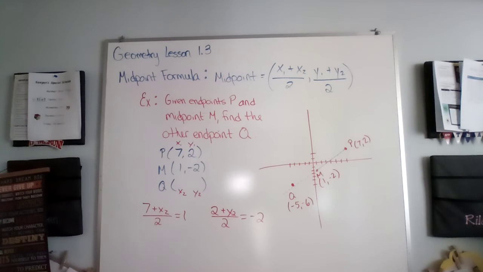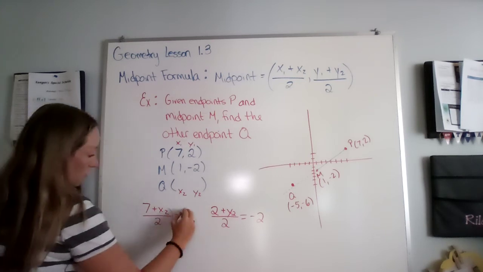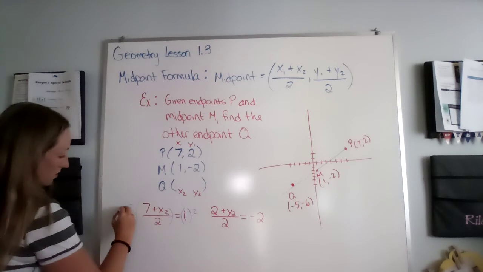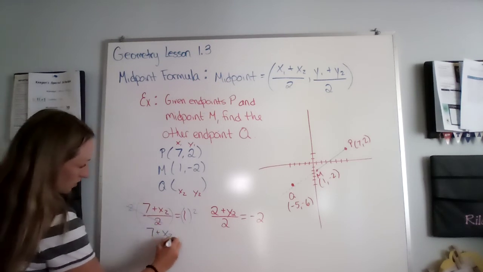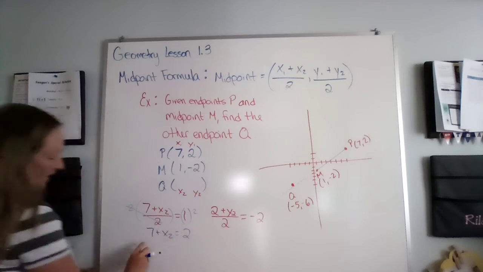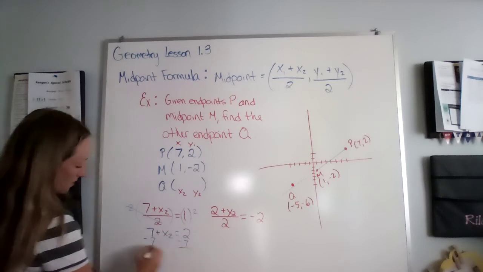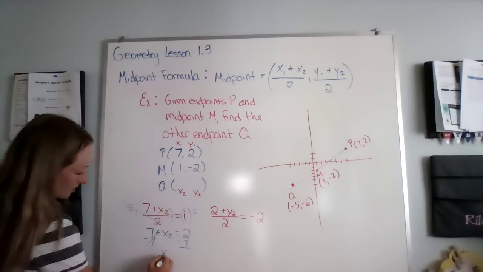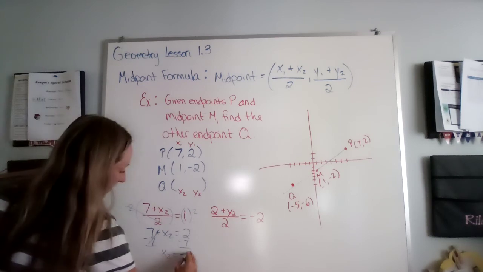Okay. So then I'm going to multiply both sides by 2 to solve the equation. So I have 7 plus x2 equals 2. And then I'm going to subtract 7 from both sides. So I have x2, right? If you have 2 minus 7, that's going to give you a -5.